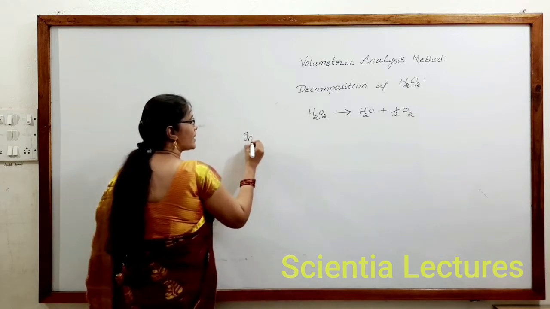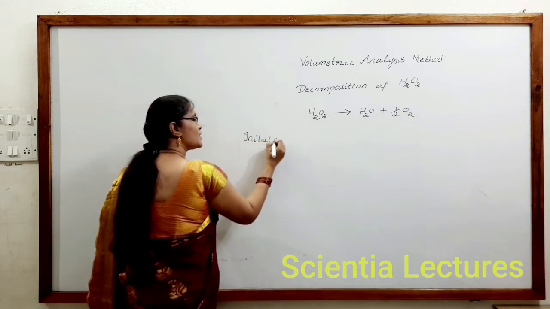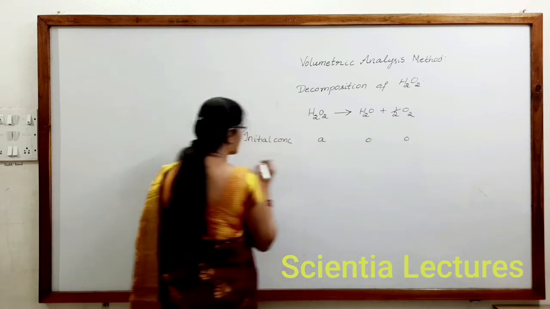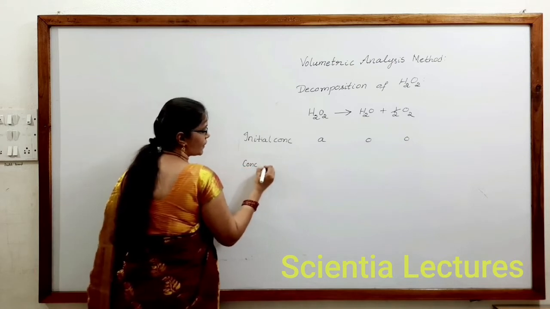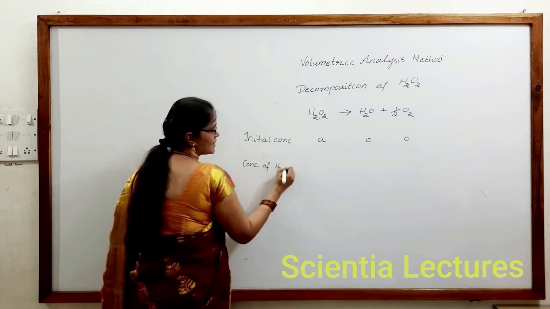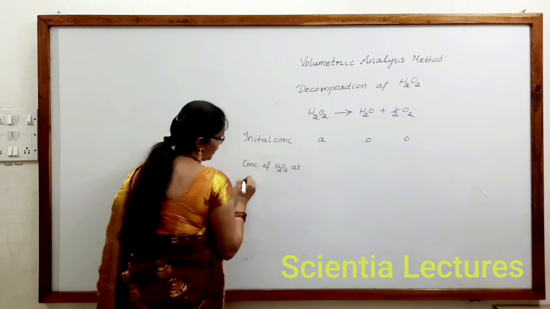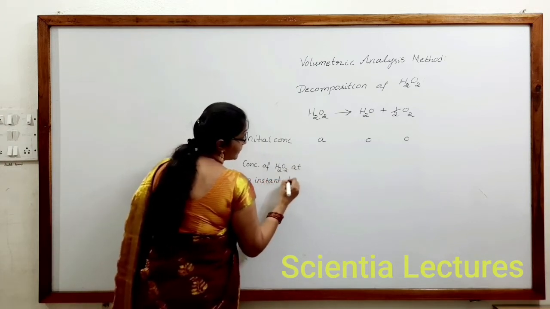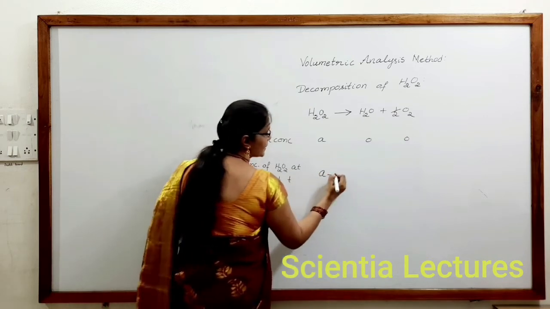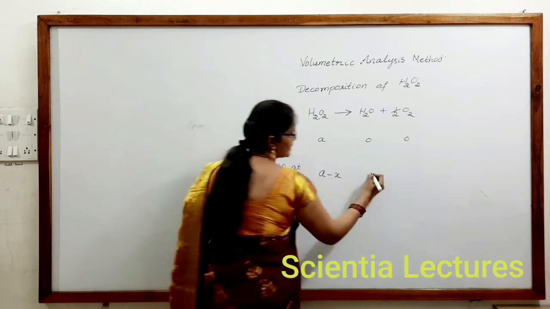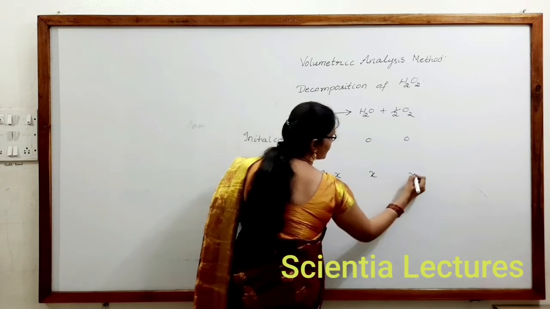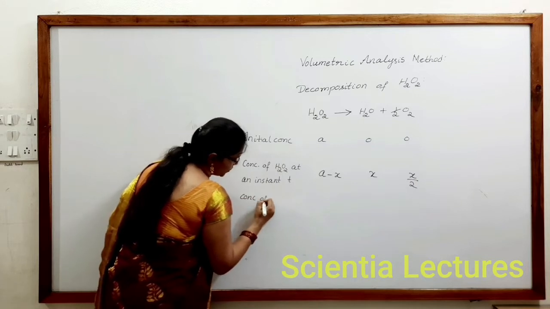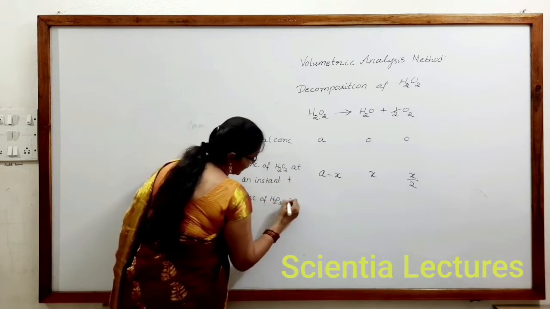Now, what conditions are required here? What is the initial concentration of H2O2? Let us assume it as A0. Concentration of H2O2 at an instant T is taken as, some X amount has reacted. What is the remaining amount? A minus X by 2. Now, the concentration of H2O2 at infinite time.